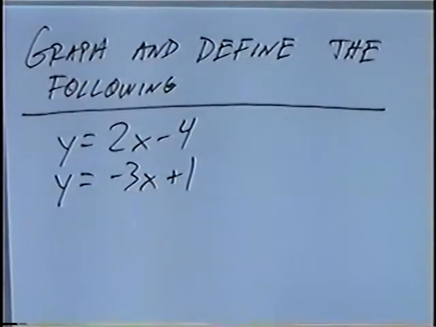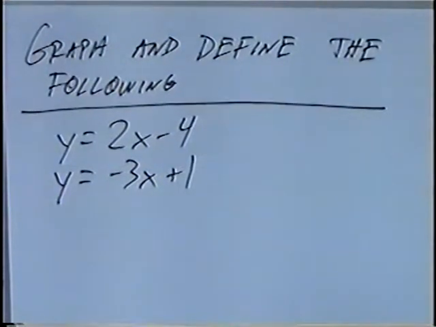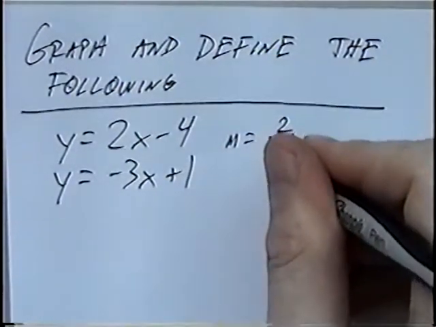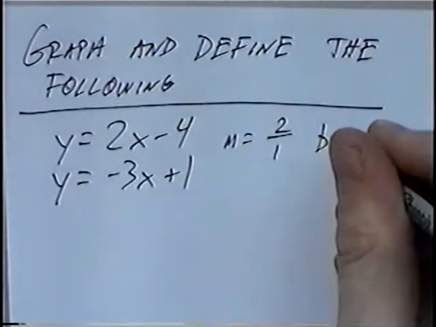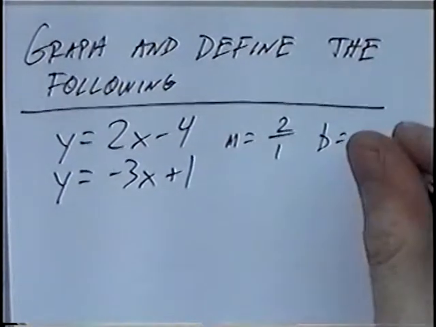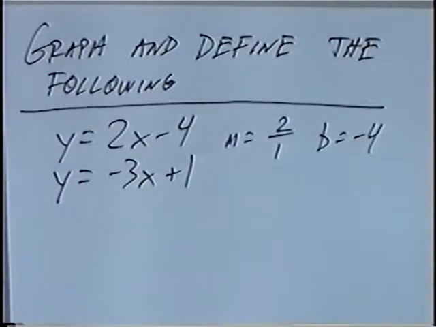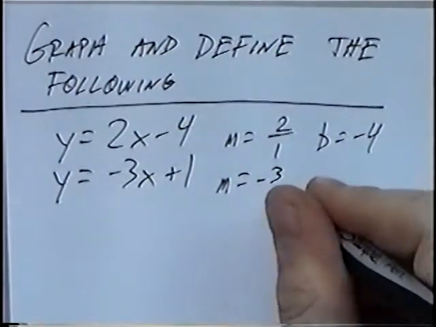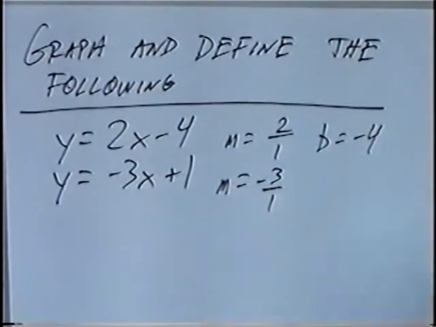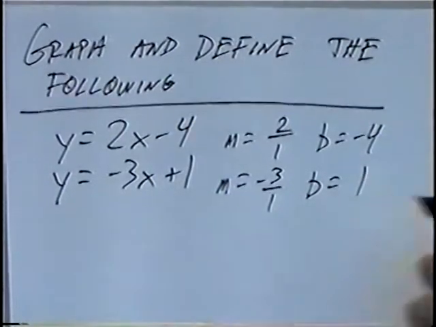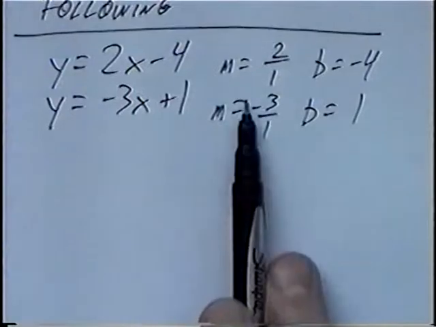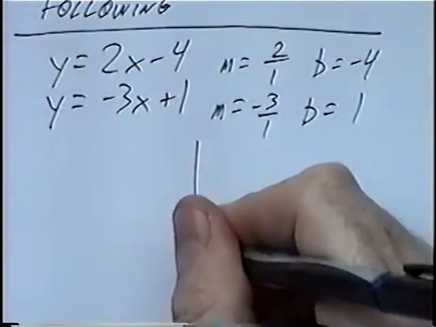Both of these lines are in mx plus b form, or slope-intercept form. The first line, 2x minus 4, m is equal to 2, or 2 over 1, and b, the y-intercept, is negative 4. Second equation, m, the slope, is negative 3, or negative 3 over 1, and b is positive 1. Once we have the slope and the y-intercept, we can graph each of these.